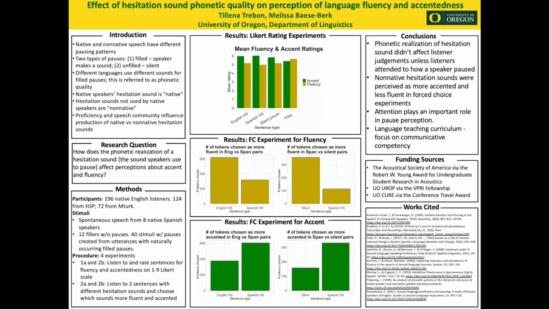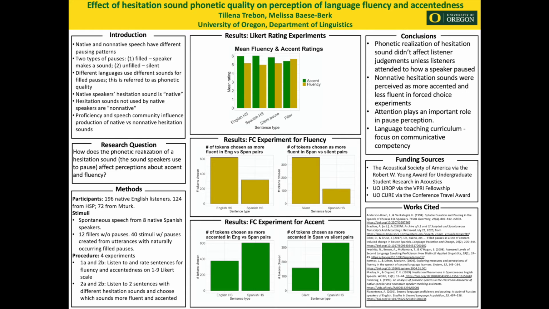2 of the 4 experiments conducted utilized a Likert scale rating task, where participants listened to sentences with English, Spanish, and silent pauses and rated how accented or fluent the speech sounded on a scale of 1 to 9. The other 2 experiments utilized a forced choice task. In these experiments, participants listened to 2 sentences that were identical, except that they contained different types of pauses. Participants heard sentence pairs that had English and Spanish hesitation sounds, a Spanish hesitation sound and a silent pause, and an English hesitation sound and a silent pause.